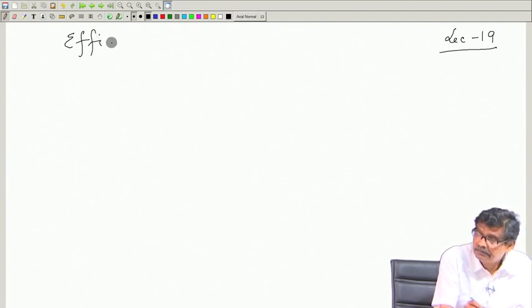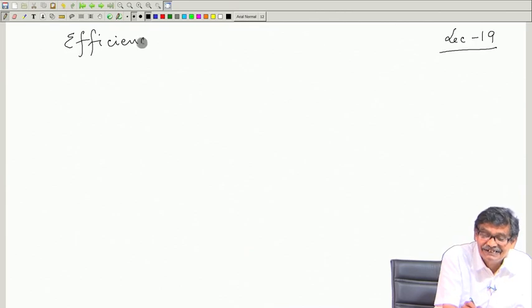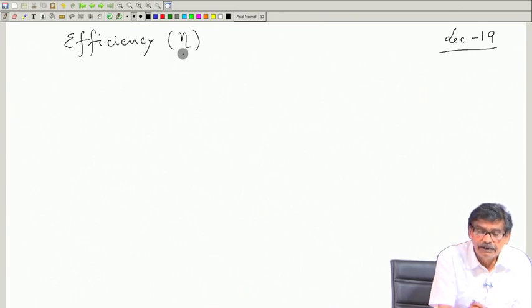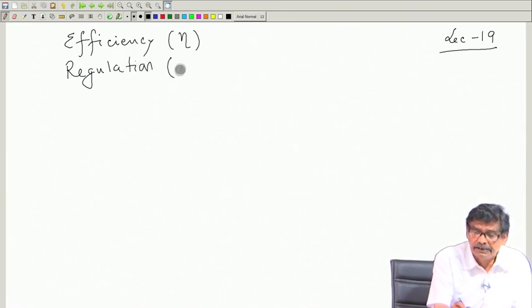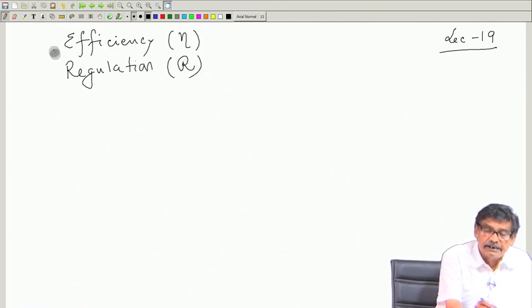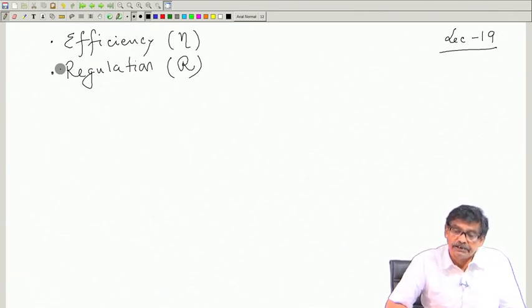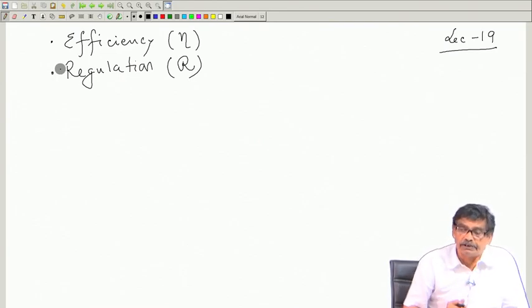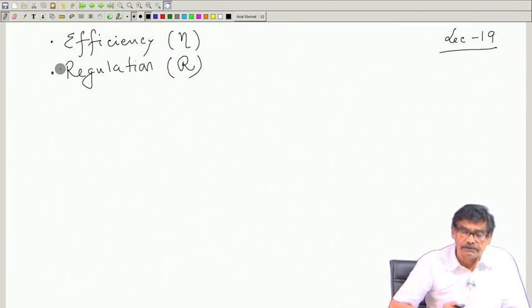Efficiency of a transformer, and another is called regulation. These two are very important. It is usually denoted by this curly letter. These are the topics we will be discussing. Efficiency of a transformer, what do I mean by it, and another thing is called regulation. And I will be talking about this in terms of the equivalent circuit of a transformer.